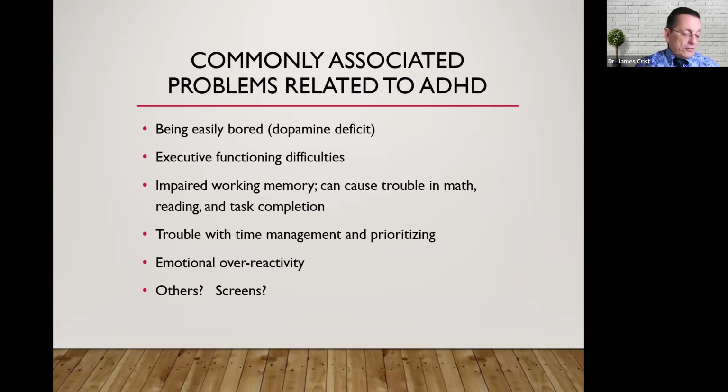Executive functioning difficulties. Executive functioning is basically your brain's ability to get stuff done, to tune out distractions, to get your materials together, to follow through, to make sure you did it correctly. Those are all executive functioning roles or tasks. And people with ADHD have a very difficult problem with executive functioning, which makes it difficult to get stuff done. Impaired working memory.